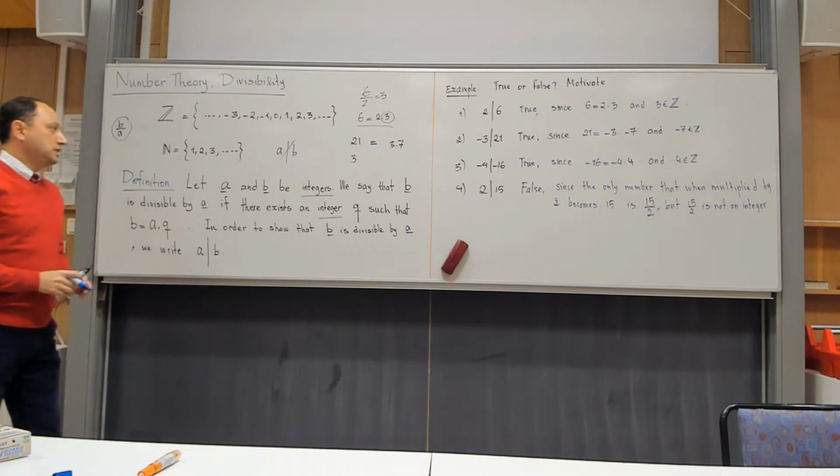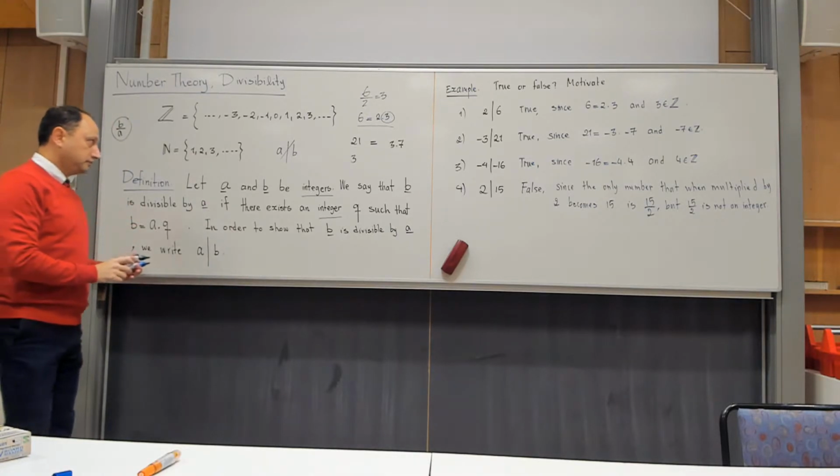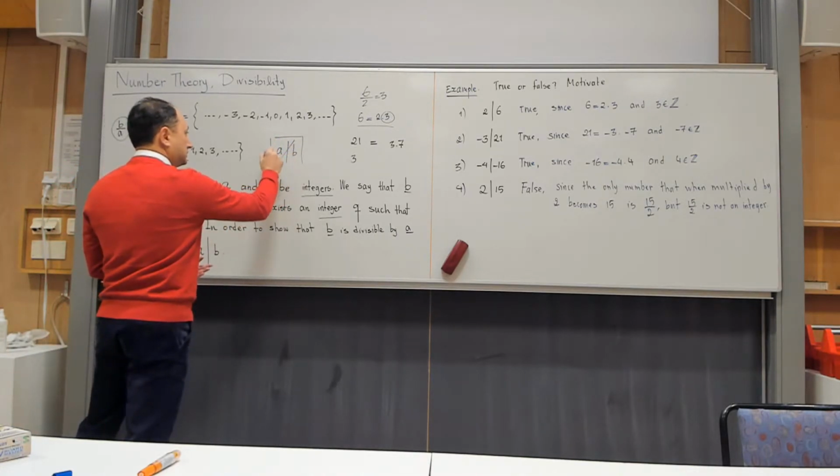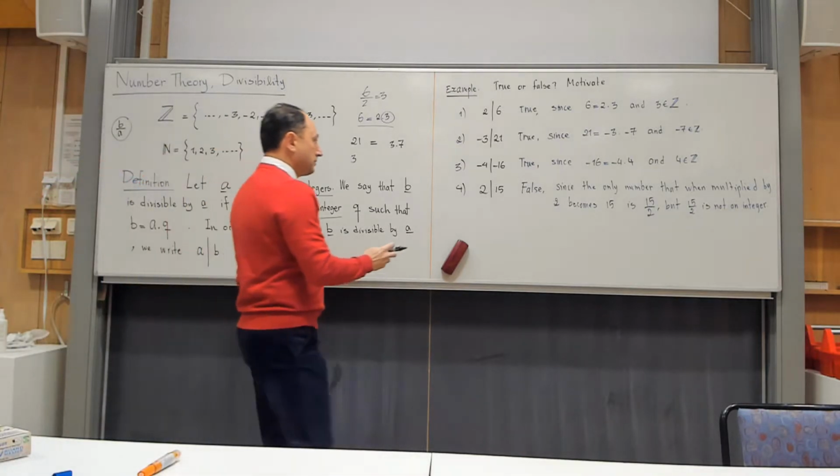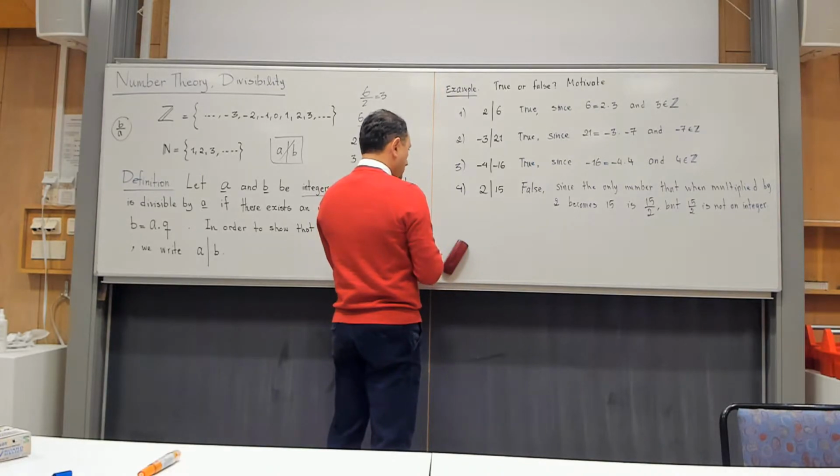So this means that B is not divisible by A. So that's also good to know. Okay, so let me ask you something here. What do you think? Do you think this is true or false?